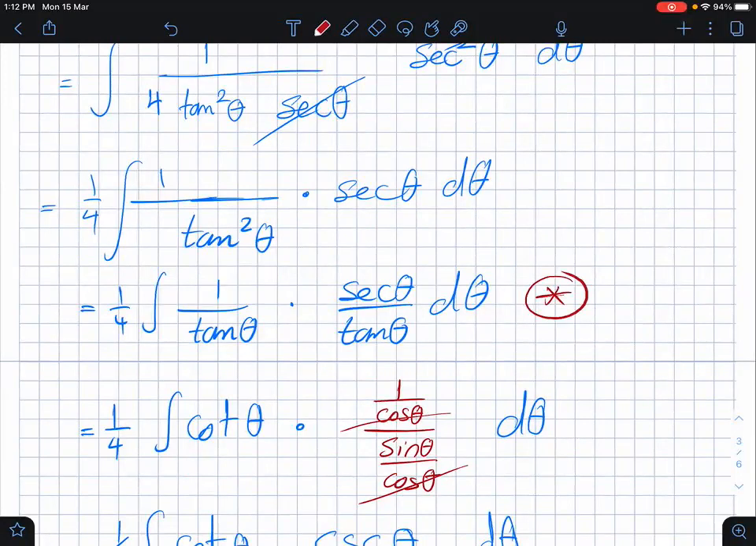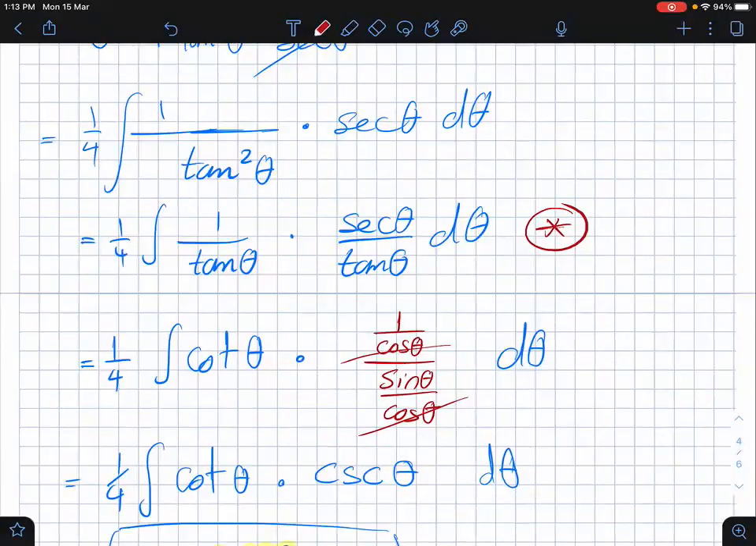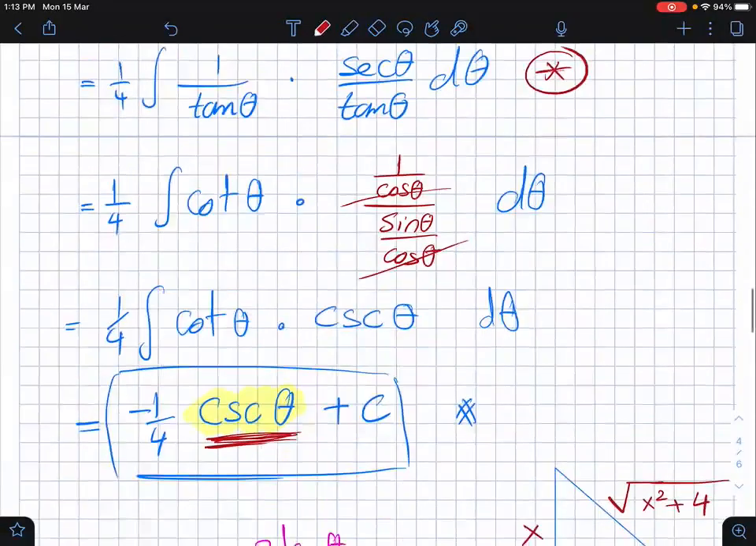Tan squared, I wrote it as tan and tan. I split the tan squared in the denominator into tan and tan. In the numerator, 1 over tan and sec over tan. 1 over tan, which is cotan, and sec over tan. The sec is 1 over cosine, and the tan is sine over cosine. And simplify this all. Leave only cosec theta, because 1 over sine is cosec. We have a ready rule: the integral of cosec cotan equals negative cosec theta plus c.